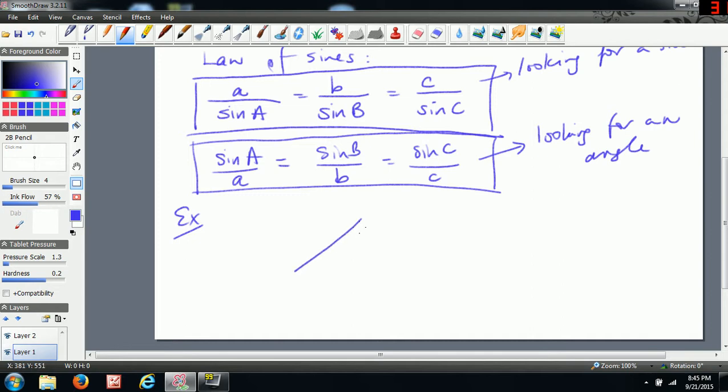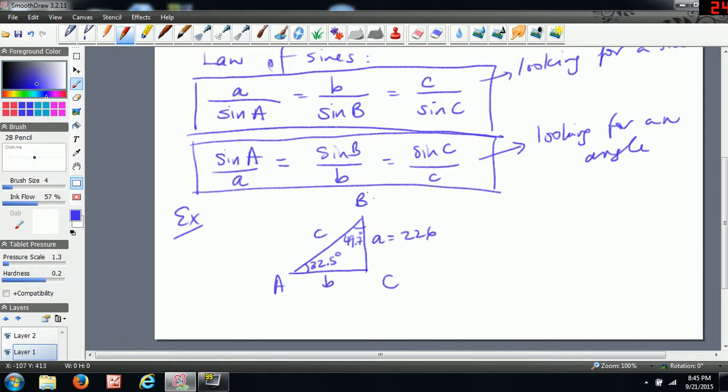So say you're given something like the following. So you have A, B, and C. Side a is 226, and angle A is 32.5 degrees, and angle B is 49.7 degrees. Okay, and it looks like a right triangle, but it isn't. So you'll know that by doing some math.